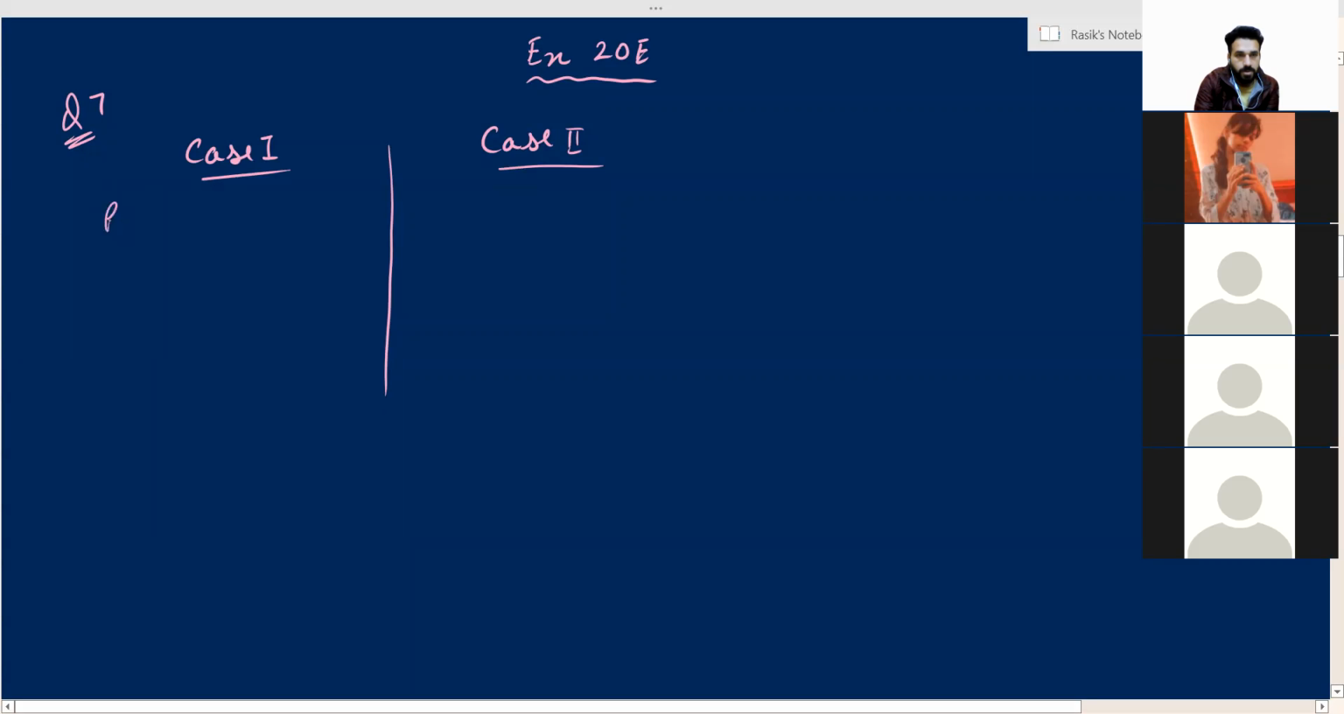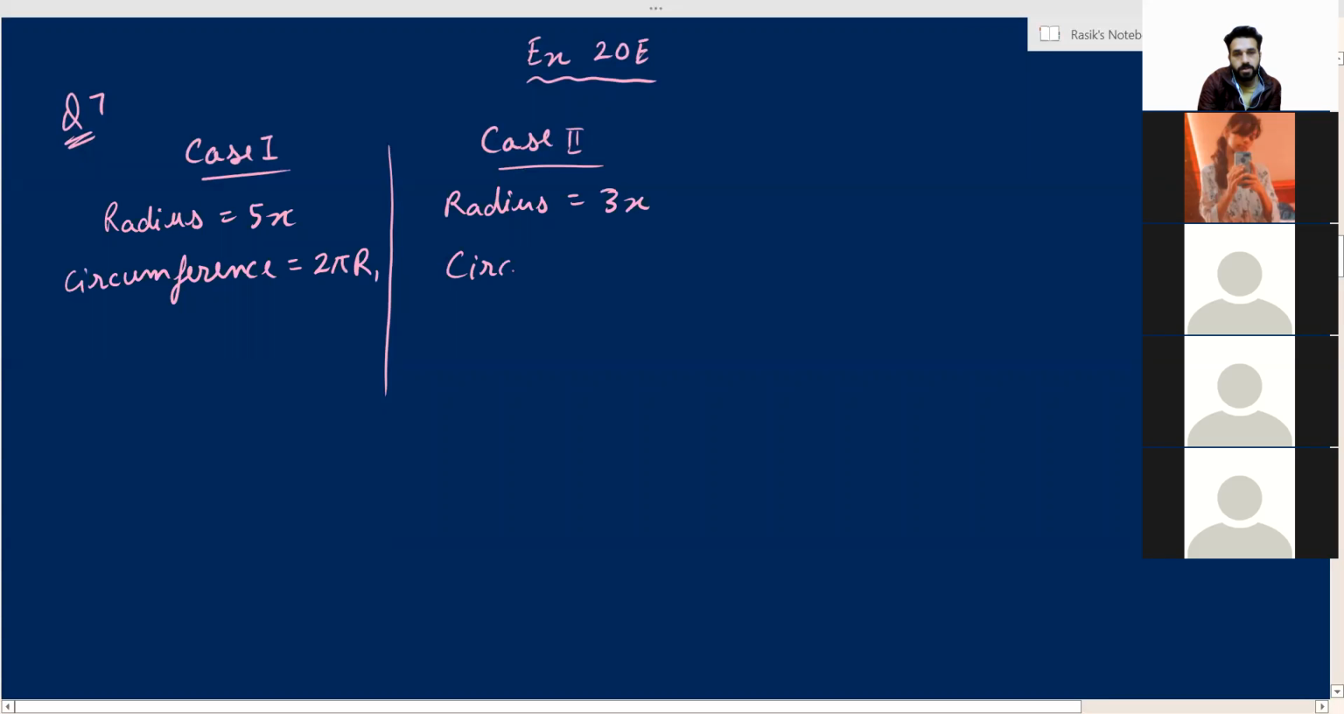So in the first case, let's take the radius as 5x. In the second case, let's take the radius as 3x. 5 is to 3. Circumference of the first circle, 2 pi r1. And circumference of the second circle, 2 pi r2. R1 means radius of first circle and R2 means radius of second circle.